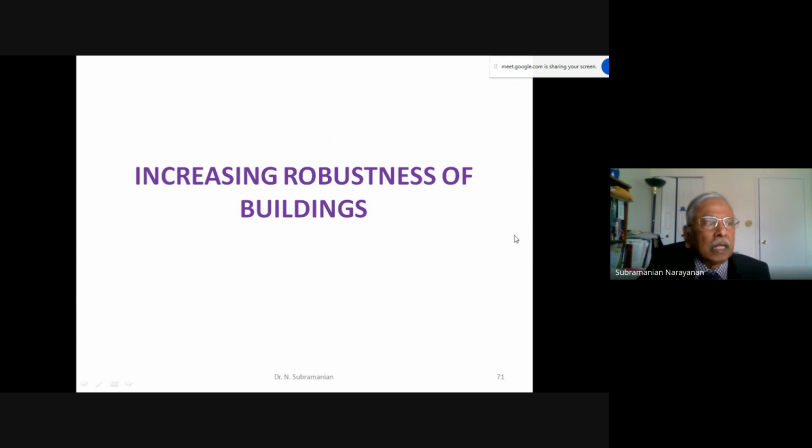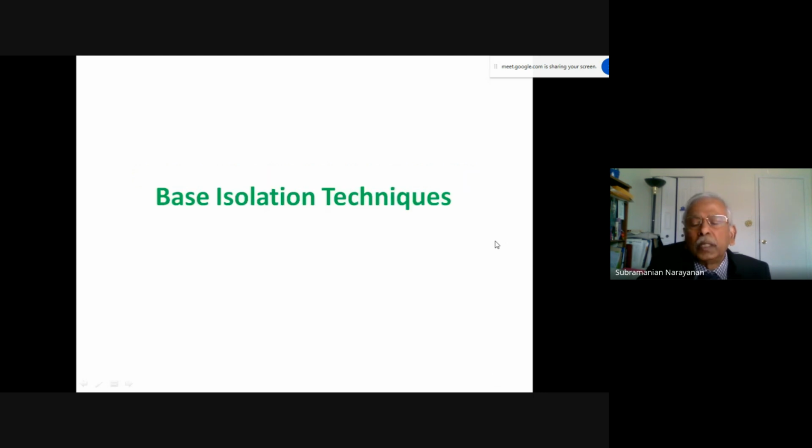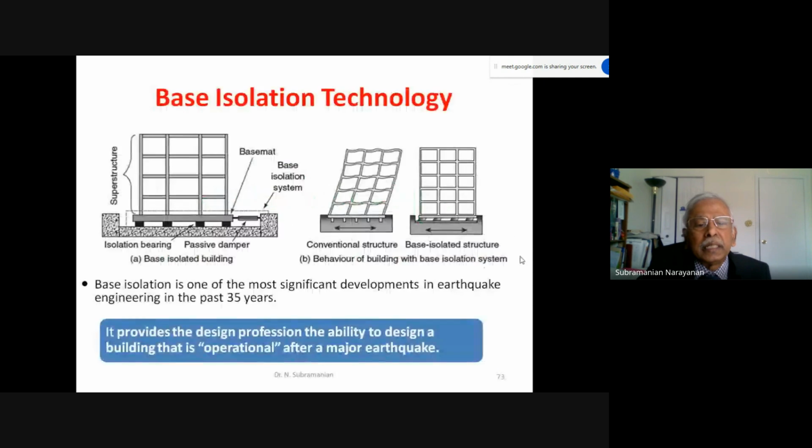So after discussing resilience, let us go and discuss the robustness of the buildings. One such technique is the base isolation technique. It is one of the most significant developments in earthquake engineering in the past 35 years. So you see that these are the isolation bearings, and you can also have another passive damper.